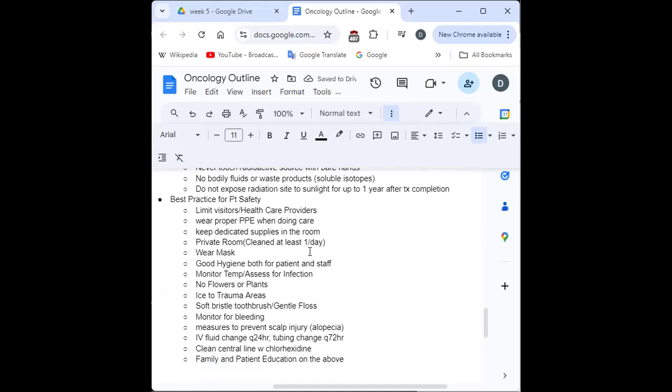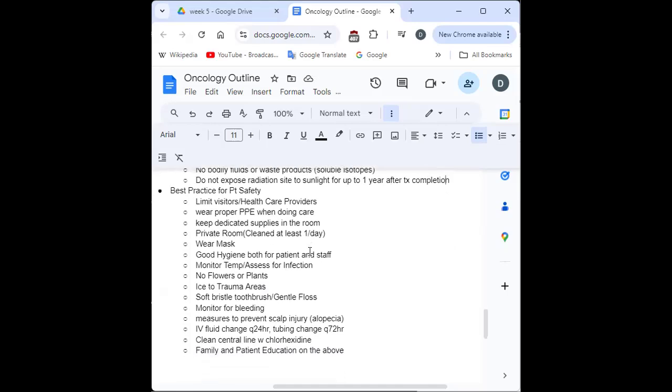I guess while we're here, this also goes with patient education. Best practice for patient safety: we want to limit the visitors and the healthcare providers going in and out of the room. Make sure you wear your proper PPE. You're going to have dedicated supplies in the room, similar to some other patients. We'll keep one of the stethoscopes in there, so you can just walk in, clean the stethoscope, and then use it.